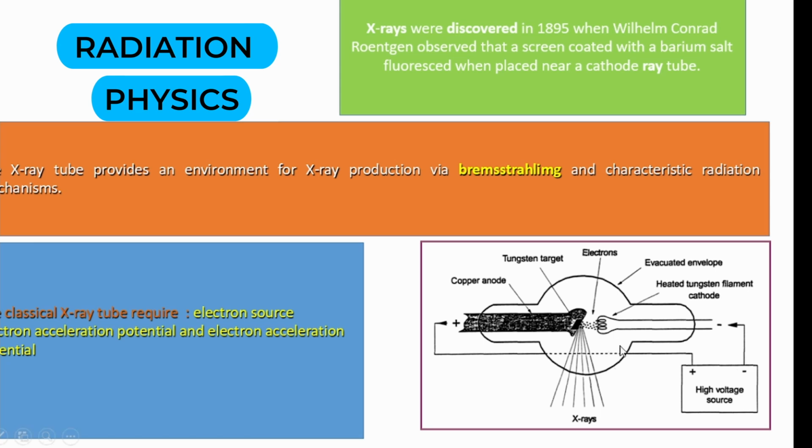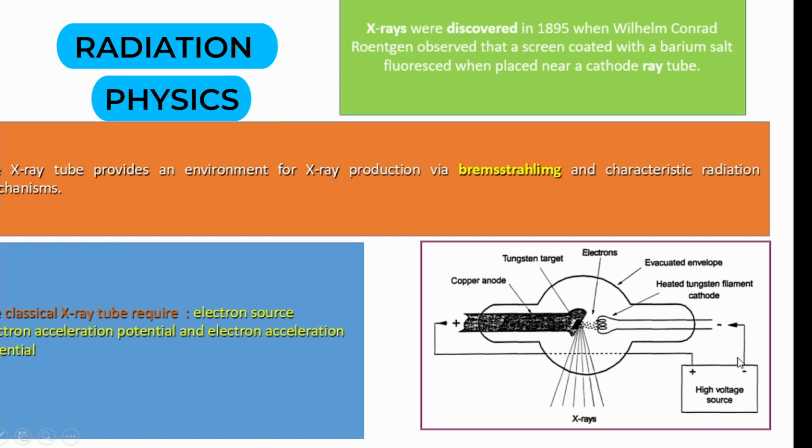So here is a typical X-ray tube that we use. In this model we are seeing here, this is our cathode, which is the negative side, and this side is our anode, which is the positive side. For there to be emission of electrons from this side to that side, there is need for an electron acceleration potential. So how do we create the electron potential? We use a high voltage source.